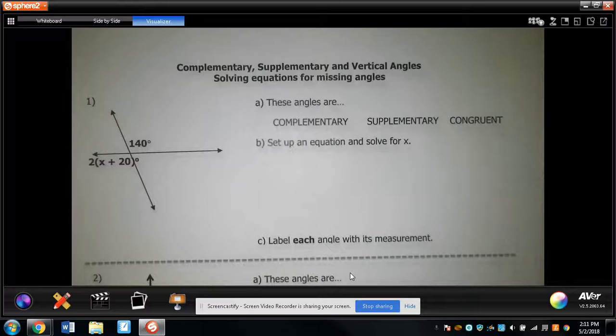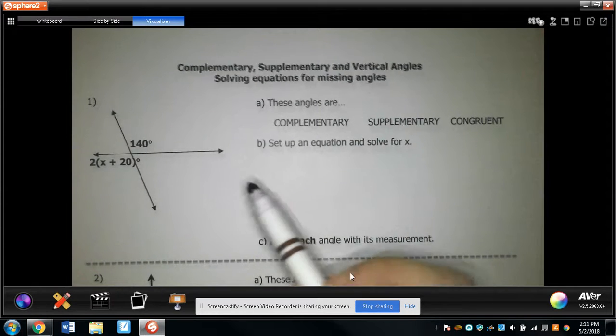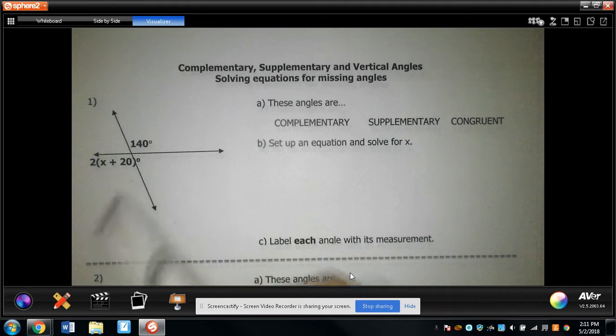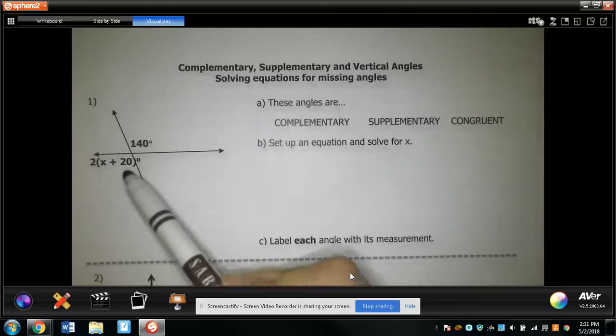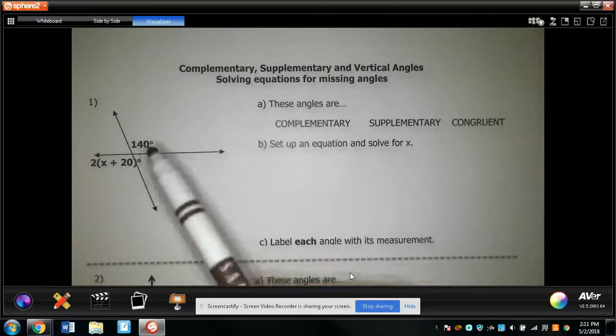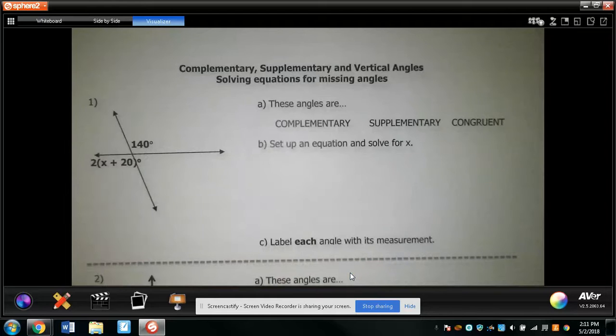In this video, I'm going to show you how to solve equations to find missing angles. So, looking at these angles, the first thing you have to do is identify what is the relationship. These angles, are they supplementary? Do they add up to 180? Are they complementary? Do they add up to 90? Or are they vertical angles? Are they equal to each other?